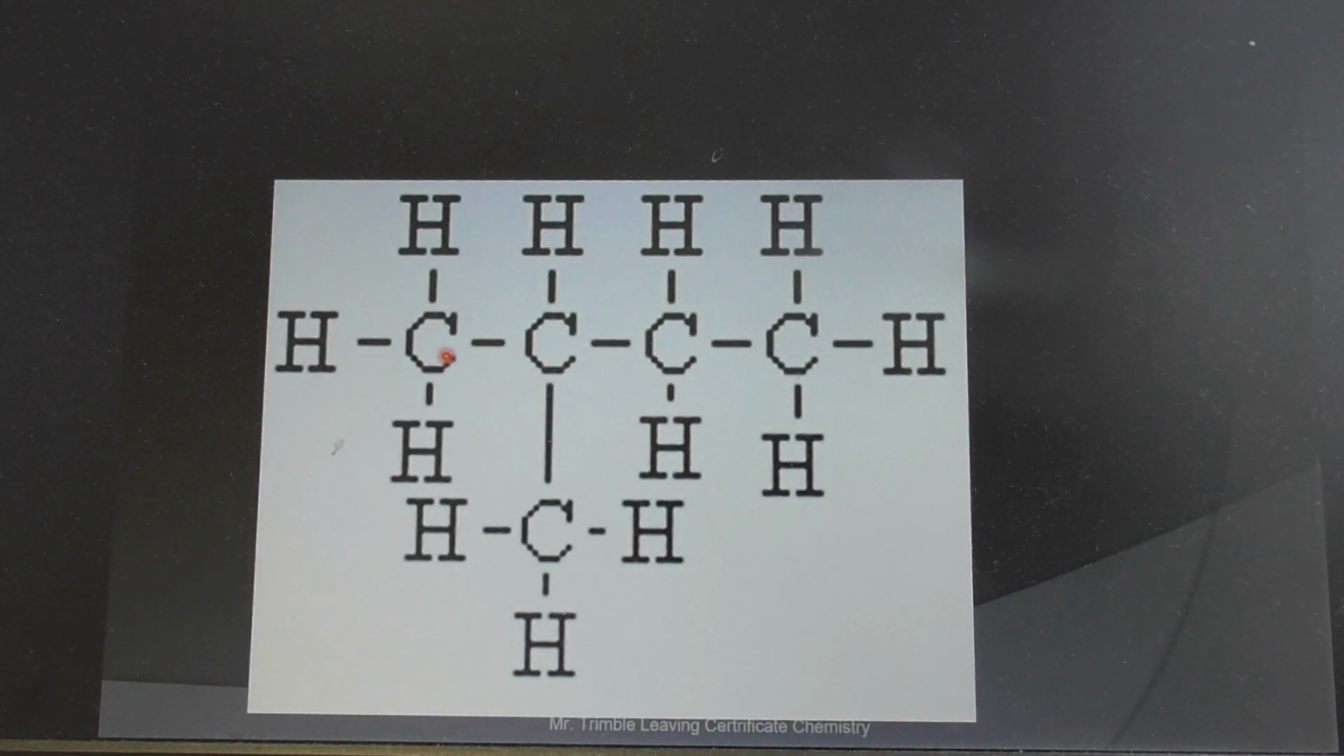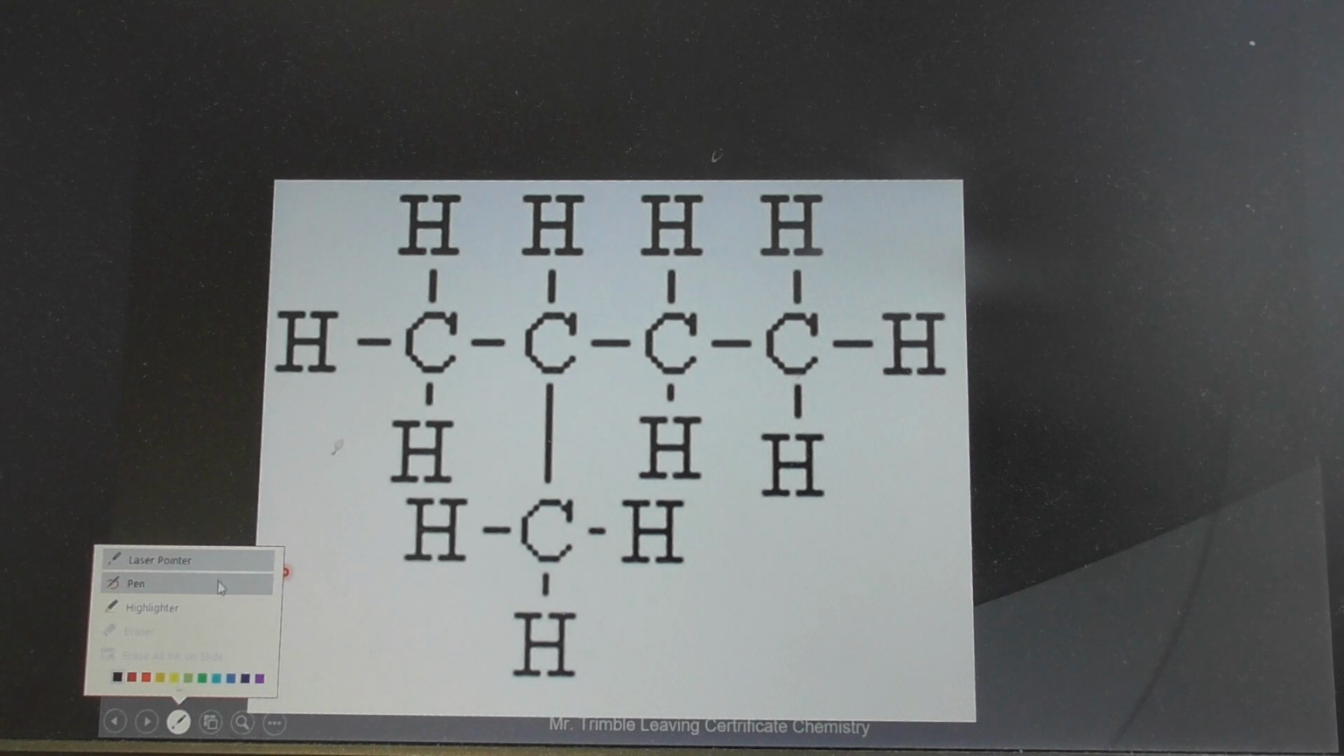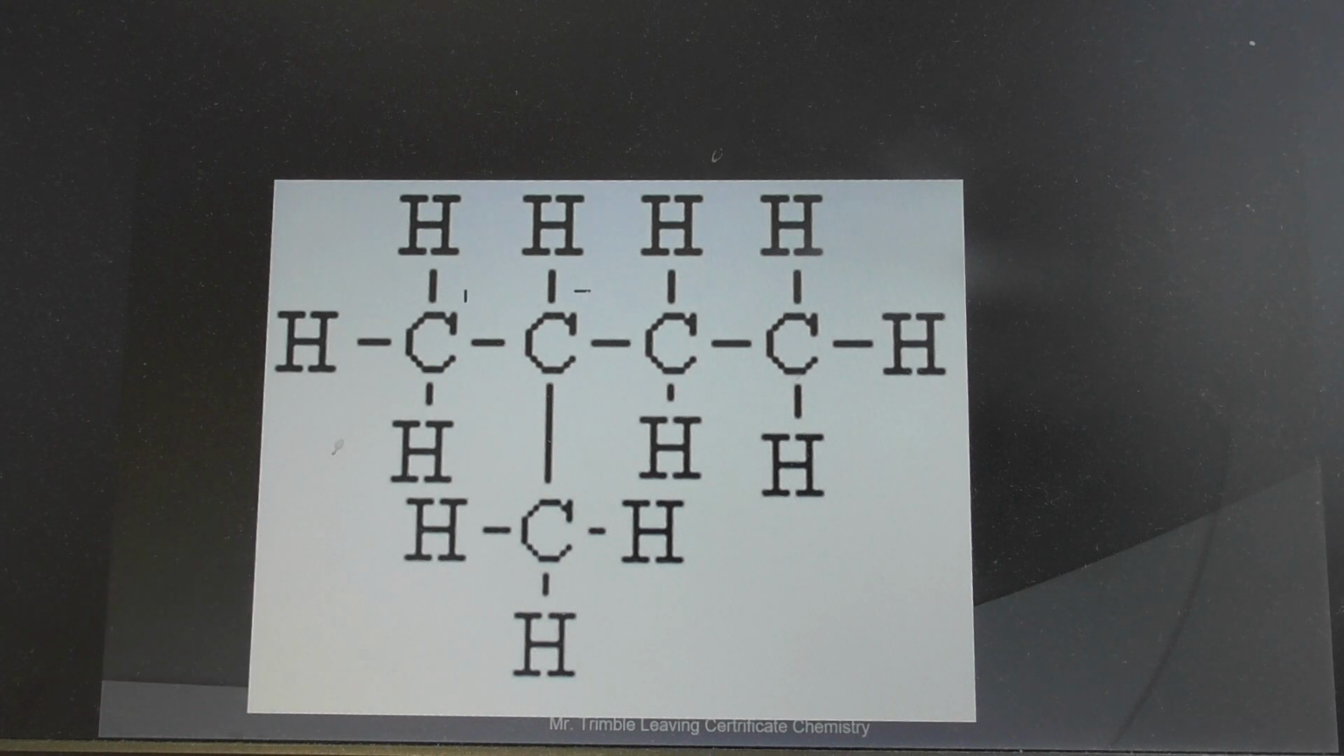You see, it is possible to have a branch. If you count the number of carbons there, 1, 2, 3, 4, there's 5 carbons. So you have the same molecular formula, but you don't have the same shape as pentane. So again, you go through the naming system for this. 1, 2, 3, 4. There's a long chain.